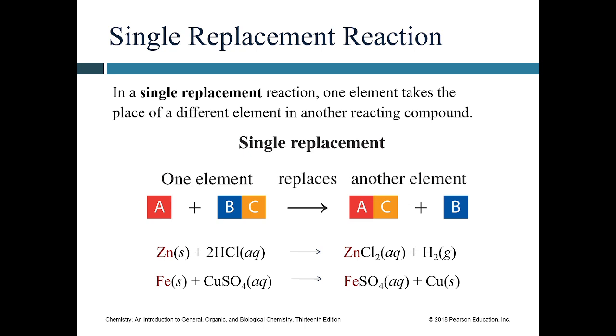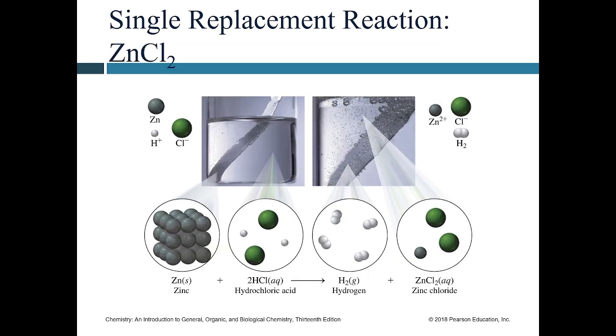Okay, and so a single replacement reaction is going to take one element. It takes the place of a different element in another compound. We don't really get more complex. We don't really get less complex. We're just going to replace one element with another. This right here is an example of it. In this case, we're actually taking zinc, reacting with HCl. We're getting hydrogen and zinc chloride.